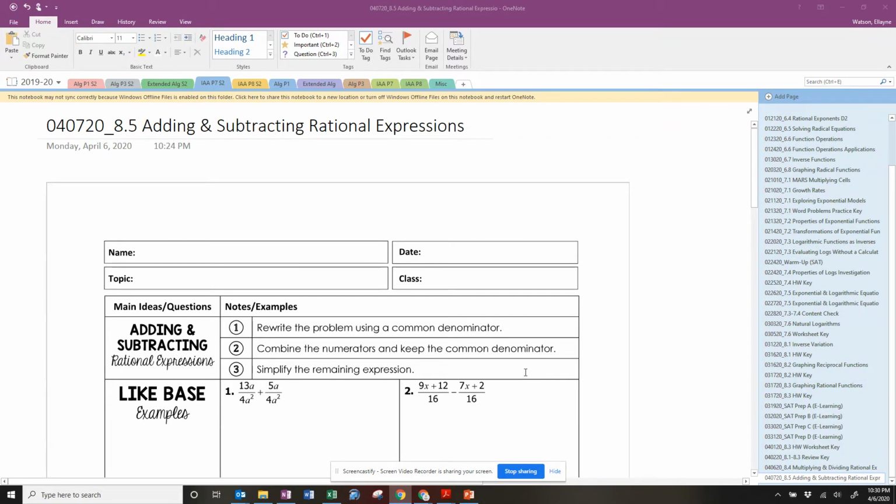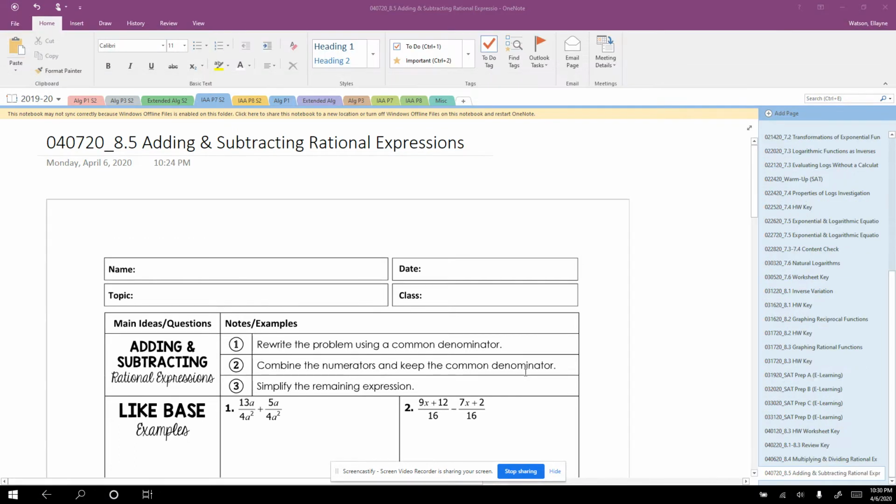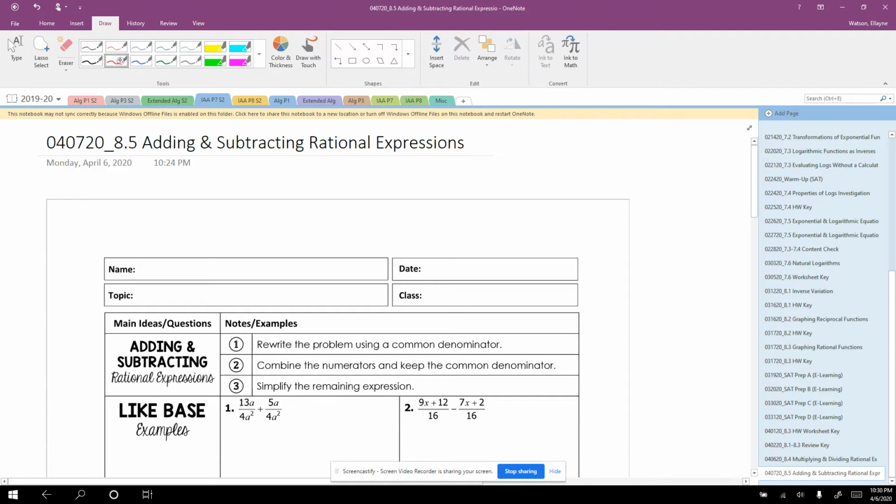Hey guys, today we are going to move on to the next section, which is 8.5, adding and subtracting rational expressions. Now, I want to preface this by saying that this is definitely not one of the easier, quote unquote, topics. A lot of the reason for that is because when we're adding and subtracting rational expressions, essentially what we're working with is fractions.